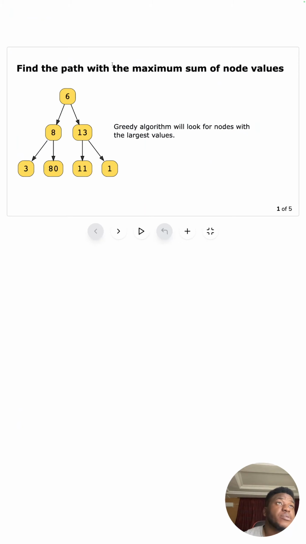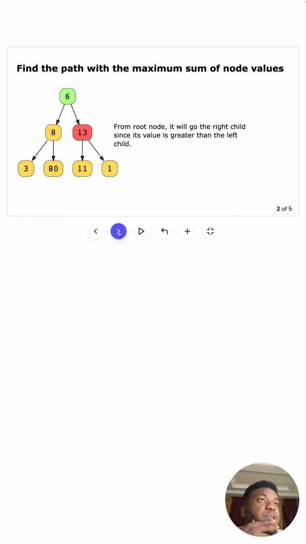We have this diagram and we want to find the path with the maximum sum of node values. So the path you take from the root to the leaves that has the maximum sum of node values. Now a greedy algorithm will look for nodes with the largest values. So it's just going to say, okay, from 6, 13 is bigger, so let's go there. And then from there, 11 is bigger than 1, so let's go there.